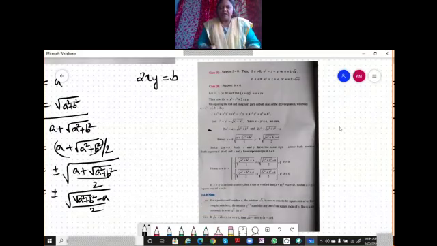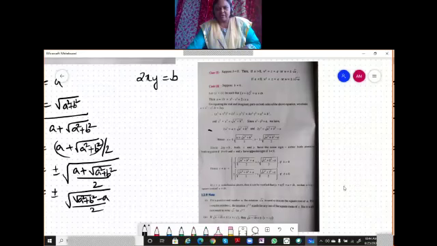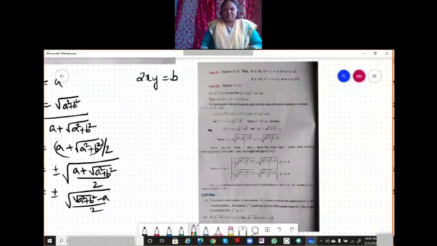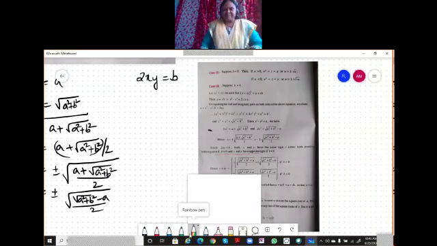I explained it very clearly on the whiteboard. The same proof is here in the textbook. You take the screenshot of this. You have to remember this formula. I will highlight this with the rainbow colors. So this is very important.